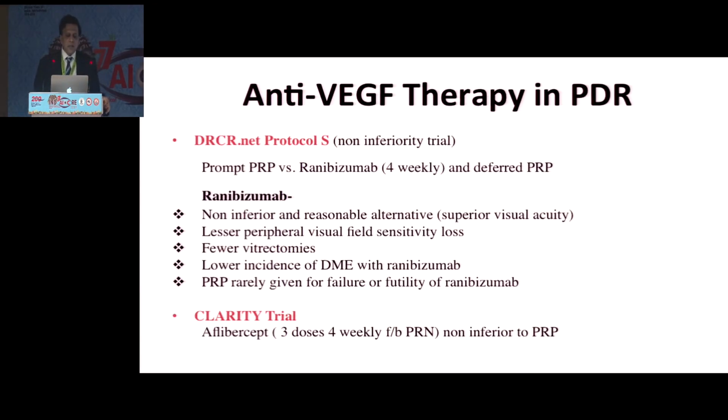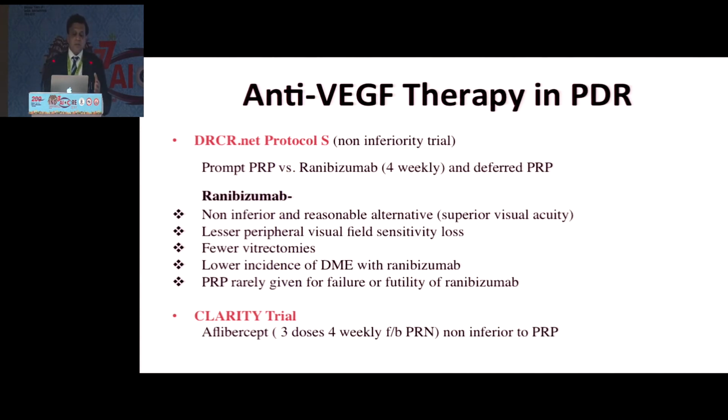I'm just ending. These are the 3 important protocols which will tell you which drug to put. The T, I've told you, the S is for the PDR. Here they found ranibizumab given every 4 weeks was non-inferior to prompt PRP and a reasonably good alternative. There was superior visual acuity, lesser field loss, lesser vitrectomies. But the patient has to come back for follow-up. Lower incidence of DME with ranibizumab. PRP was given whenever there was a failure of anti-VEGF therapy.